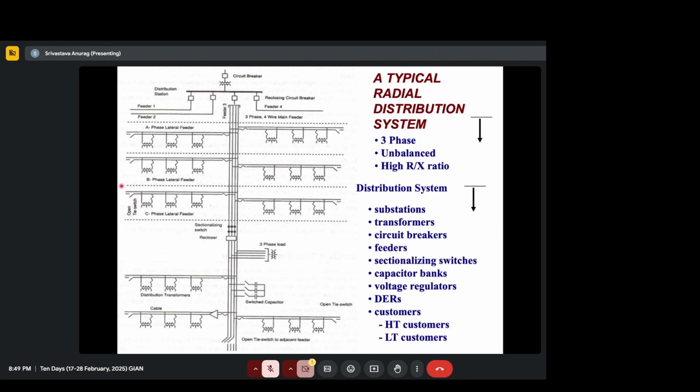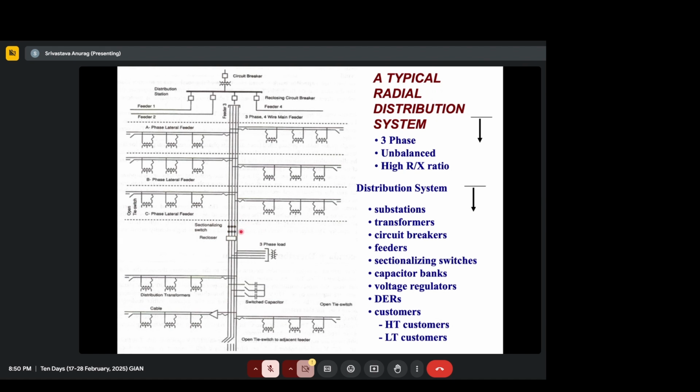Some of these are also going to end with an open tie switch. That means it is going to tie with another feeder like this, but it is normally open here. And if I close it, I have to open somewhere here, right? Why? So that these houses can be transferred from this feeder to the neighboring feeder.